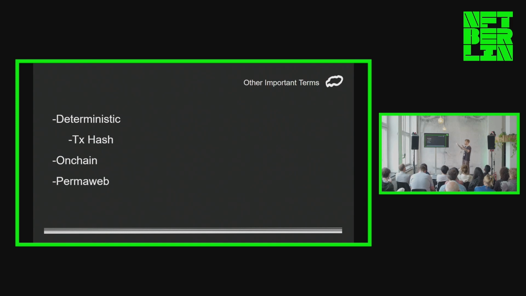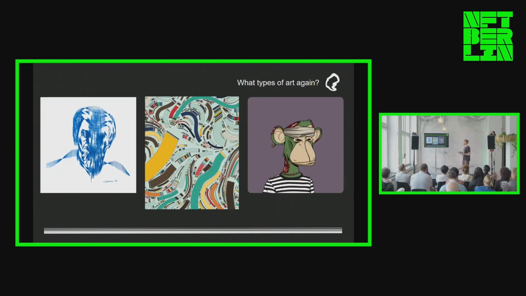Code that is on the blockchain, impermanent forever, is on chain, and some of the technologies that are used to do that, IPFS and Arweave, are the permaweb. And for your generative projects, it's good to make sure that they're stored on the permaweb so you know that they'll live forever. So back to our initial pieces.